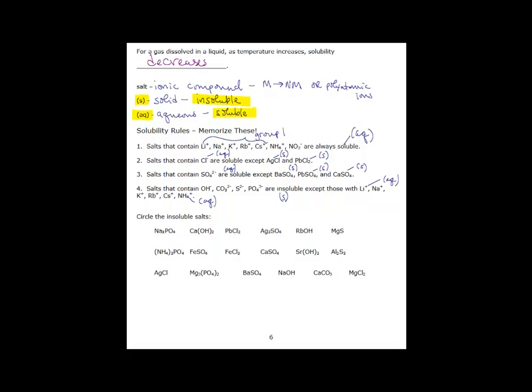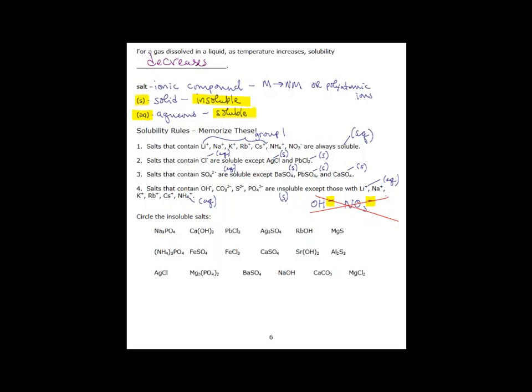So in the fourth rule, a lot of students say, well, why couldn't you say nitrate as well? So they would prefer the rule to say salts that contain hydroxide, carbonate, sulfide, phosphate are insoluble except those with lithium, sodium, potassium, rubidium, cesium, ammonium, and nitrate. Well, the reason nitrate is not included in rule number 4 is because it's also an anion. You're not going to have hydroxide and nitrate forming an ionic compound, right? There's no attraction between these negative charges. There's no electrostatic attraction. They're going to be repelled by each other, in fact. So that's why nitrate is not in the fourth rule.